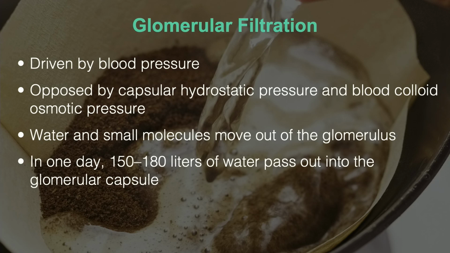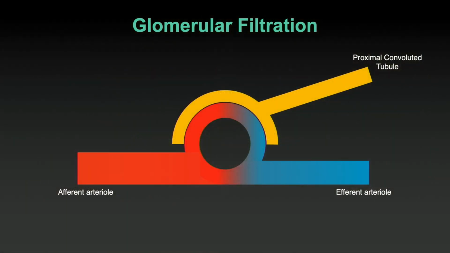I'll bring this up later. So lots of filtration going on. 150 to 180 liters means a lot of filtration going on. Let's consider the elements that make the glomerulus the ideal site for filtration. And I threw this image together to help get across three main points that make this the ideal site for filtration.